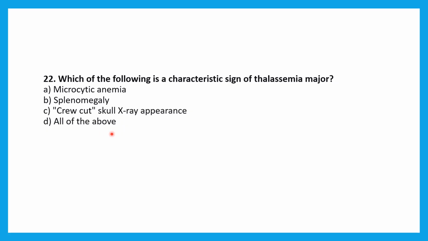So thalassemia major causes a severe microcytic anemia. We know that, and there is also splenomegaly, which is common. Why is splenomegaly common in thalassemia major? Because splenomegaly is due to extramedullary hematopoiesis and also red blood cell sequestration, and therefore also the crooked appearance on the X-ray is a classic finding due to bone marrow expansion. Therefore, we are saying all of the above is the correct choice.